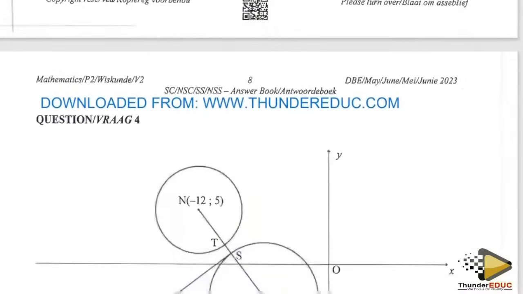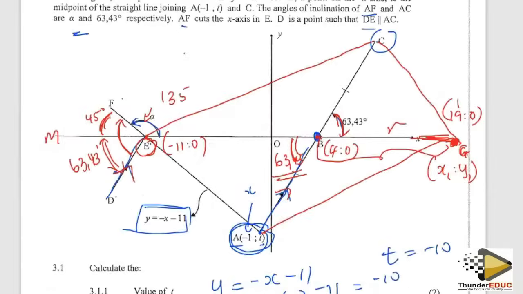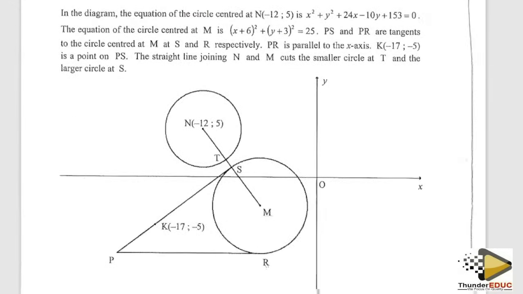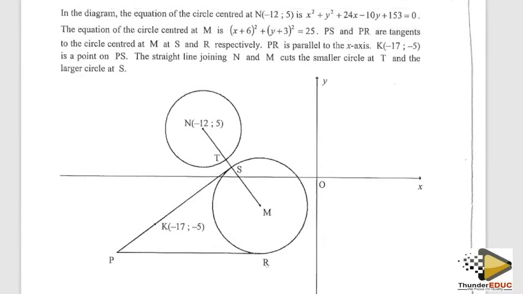All right, question number 4. Question number 4 is telling us that in the diagram, the equation of the circle at M with these center coordinates is given as this. And the equation of the center at M is given as that. Okay.